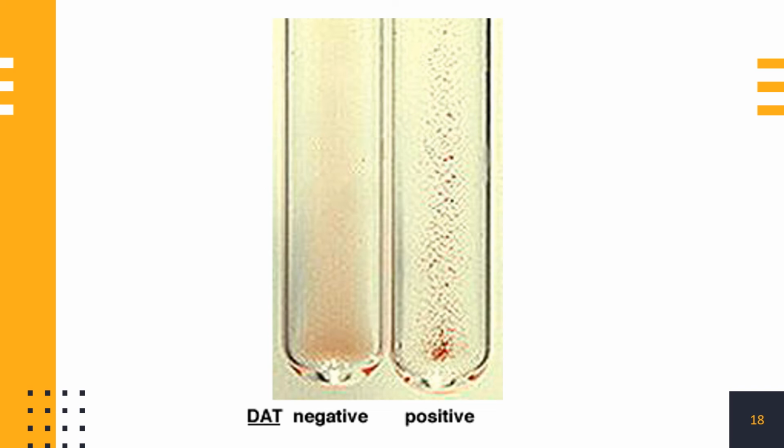Here is a typical result of a DAT tube test. DAT is positive when there are clumps formed in the tube. DAT is negative when one sees absence of any clumps or agglutination.